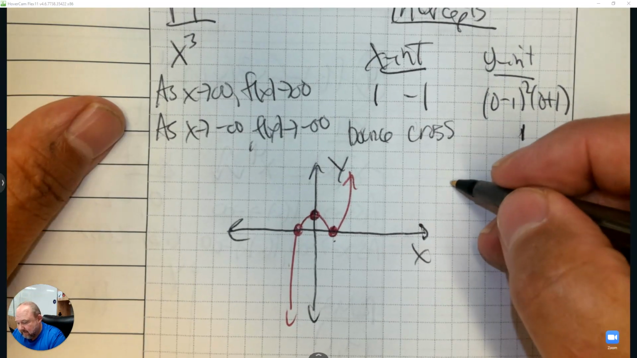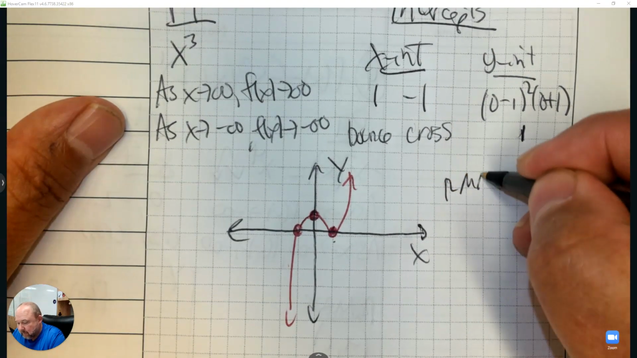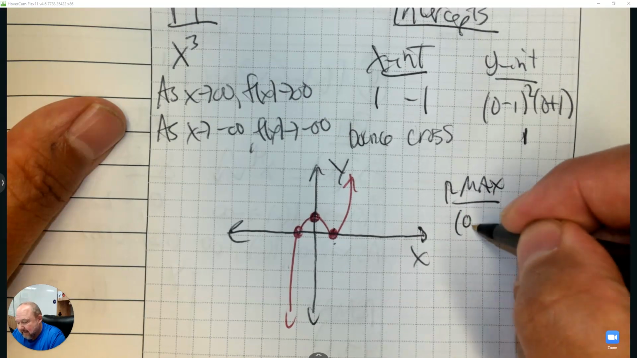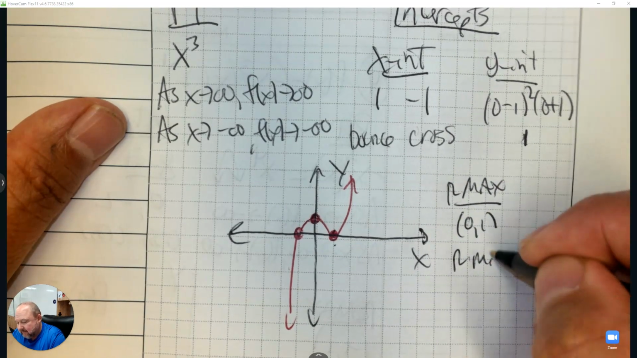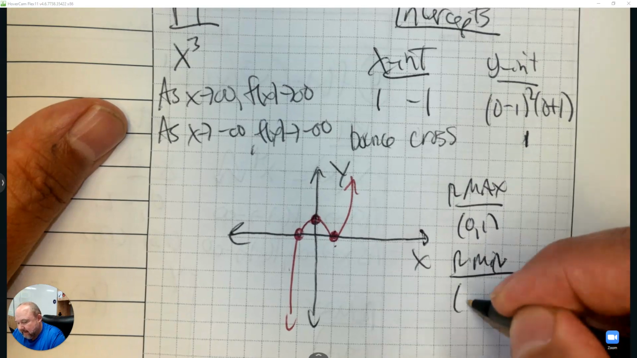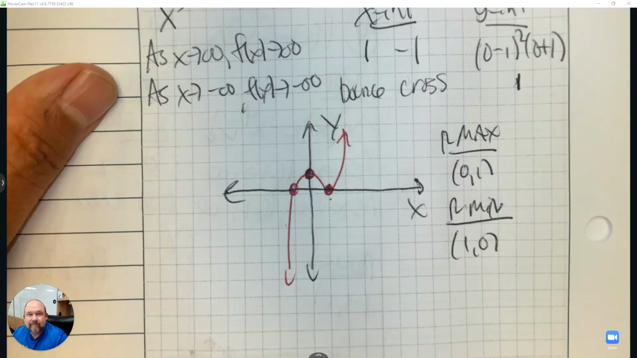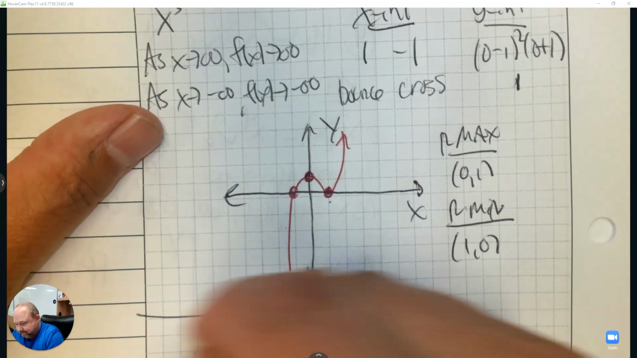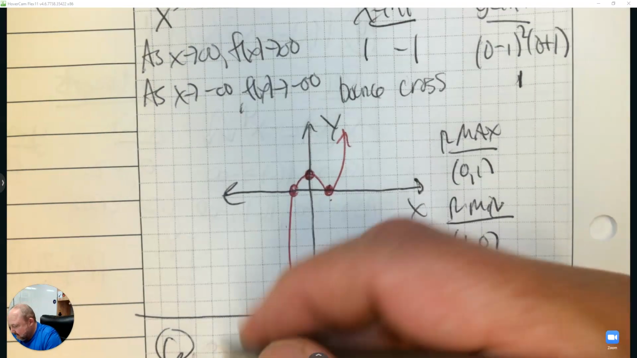Last thing I want to write down is understand the maximum and minimum. So we have a relative max at 0 and 1, and we have a relative minimum at 1, 0. And that's it. All right, number 6.